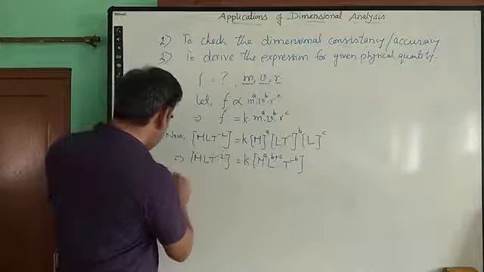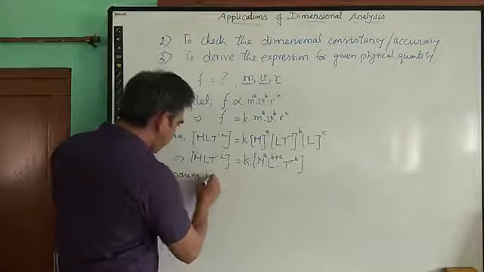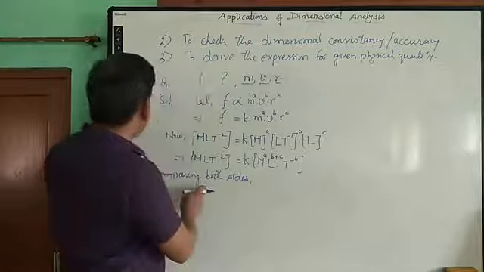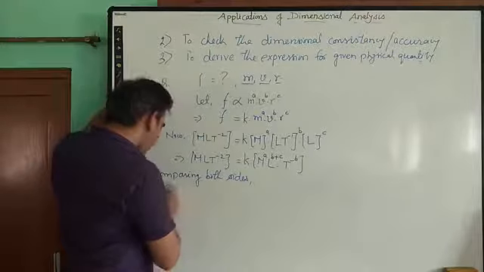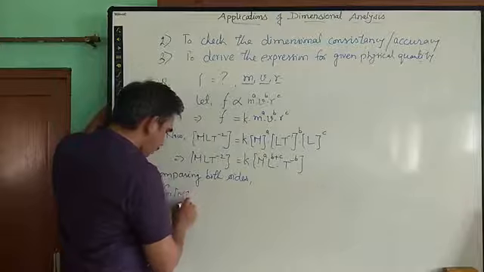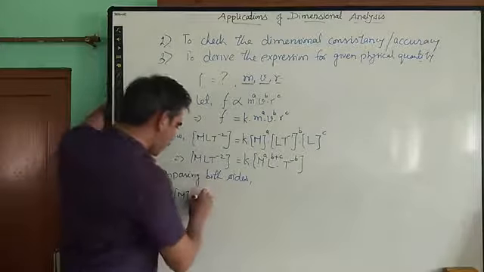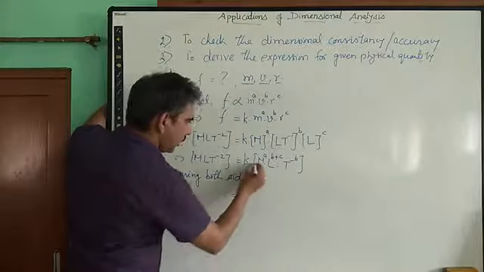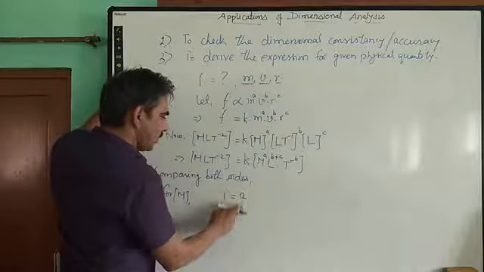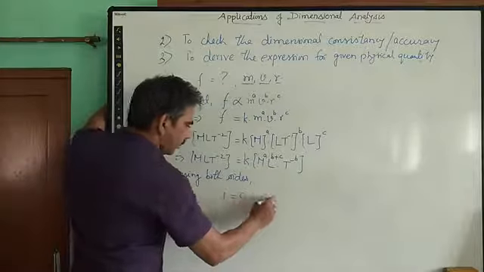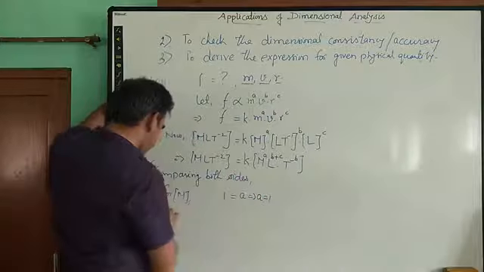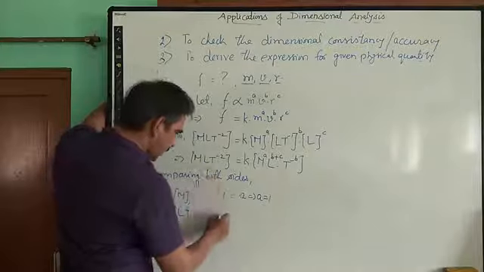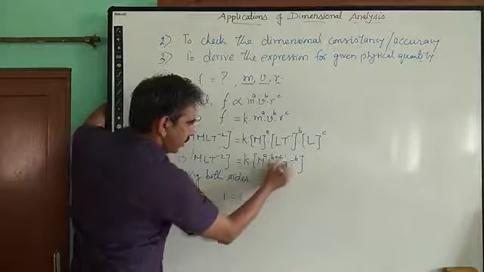comparing both sides. Whenever we compare both sides of these two equations, or we can say comparing dimensions on both sides, for M, what are the dimensions here? 1, and on the right hand side they are a. So that means a is equal to 1. A has got the value 1. And for L, it is 1 on the left hand side, and on the right hand side L has got b plus c.